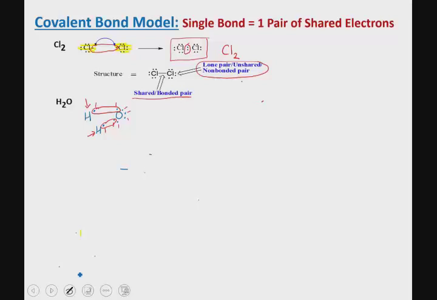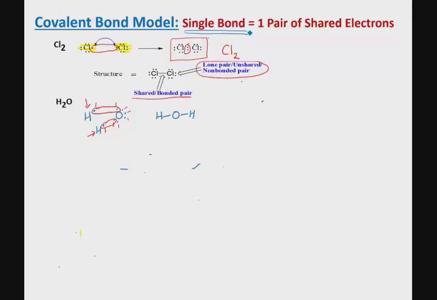Remember, each pair of shared electrons is 1 covalent bond. So 1 hydrogen atom has a single covalent bond between itself and oxygen, and the oxygen has another single bond between itself and the other hydrogen atom. A single bond is a covalent bond made up of 2 electrons or 1 pair of shared electrons.